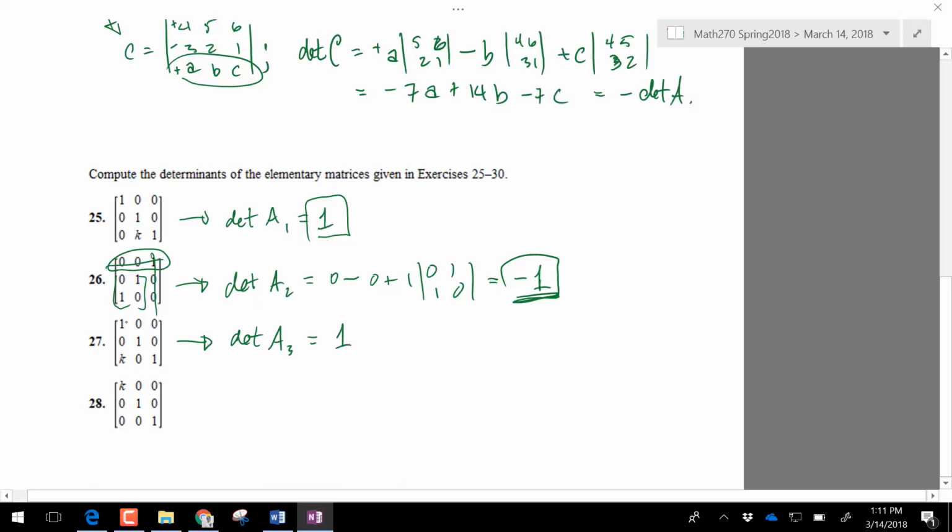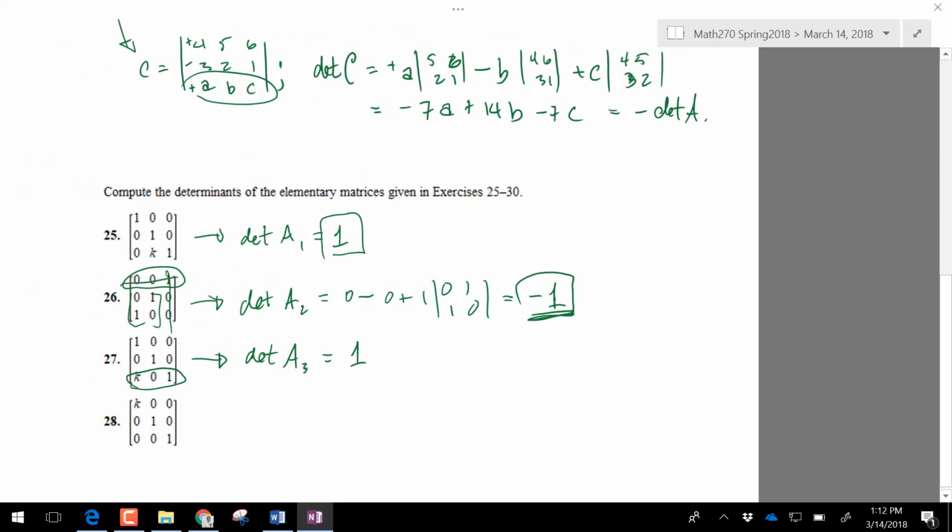So yeah, this one will also be 1. Let's expand on this column over here, just to show you how that'll work out. I have a positive, negative, positive. So we start off with a positive k, and then the submatrix is going to be 0, 0, 1, 0. That's going to generate a 0. The next one is 0, and then the last one is 1. And then that one's going to have a submatrix of the identity.